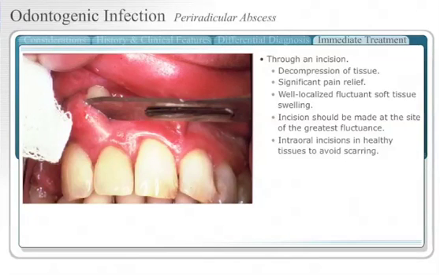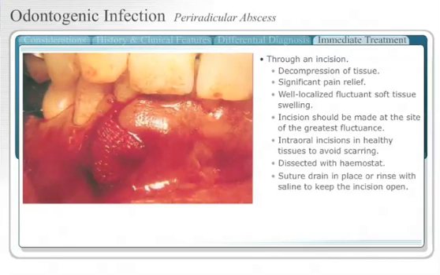Incisions may be intraoral. Incisions should be made in healthy tissue to avoid scarring, and the area should be dissected with a hemostat. Some clinicians routinely suture a drain in place, while others depend on saline rinses to keep the incision open. In this case, patients are instructed to rinse with hot salt water.